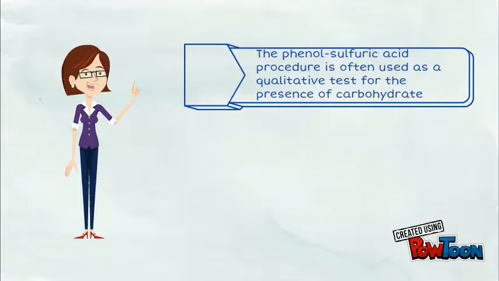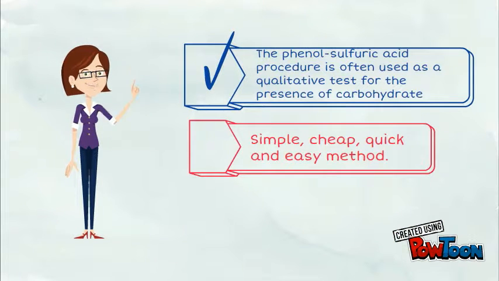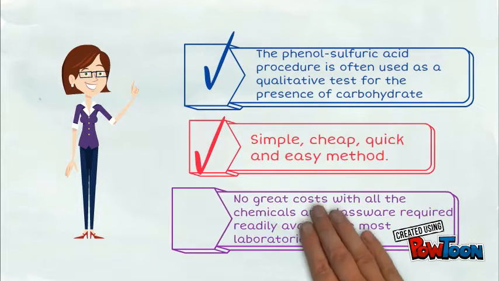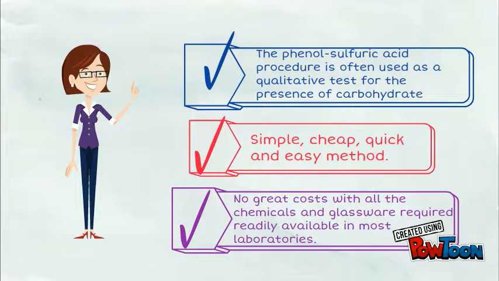As a conclusion, the phenol-sulfuric acid procedure is often used as a qualitative test for the presence of carbohydrate. Next, it is a simple, cheap, quick, and easy method. Third, there is no extra cost for the chemicals and the glassware because they are available in the laboratories.